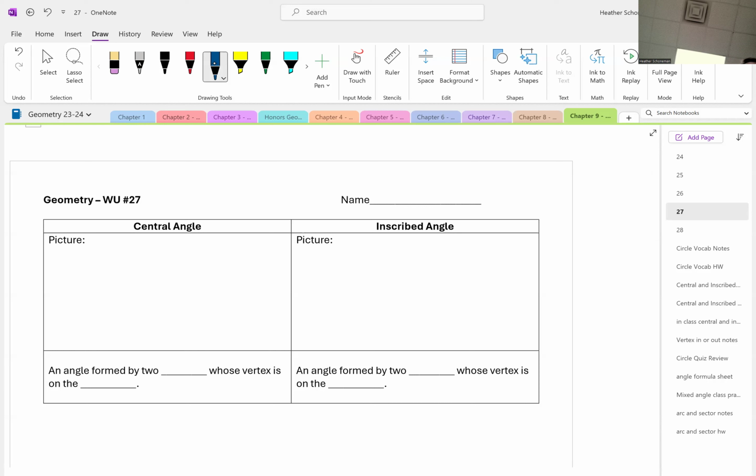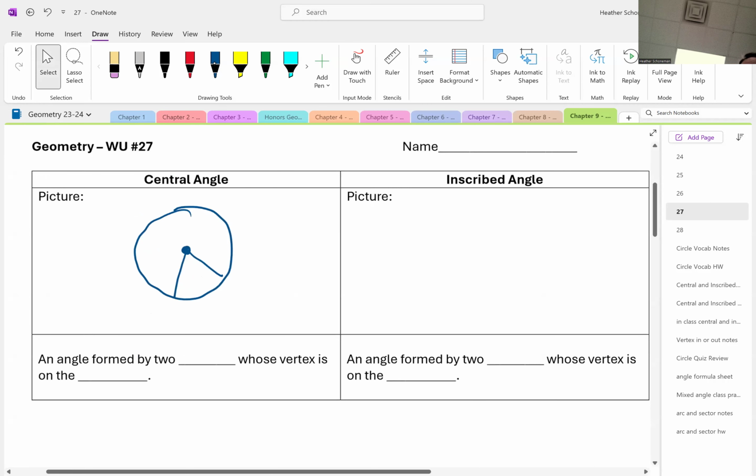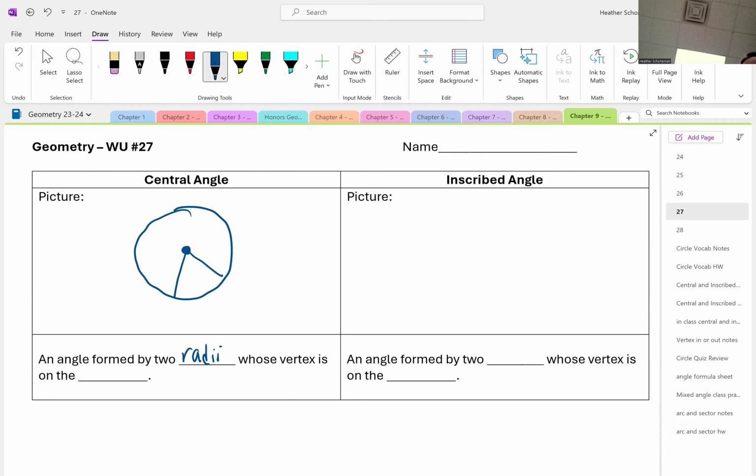All right, so we have two different types of angles we need to know the difference between. The first one is a central angle, with its vertex on the center. A central angle is formed by radii, the plural of radius, and its vertex is on the center. So this is a radius, this is a radius, here it is on the center.